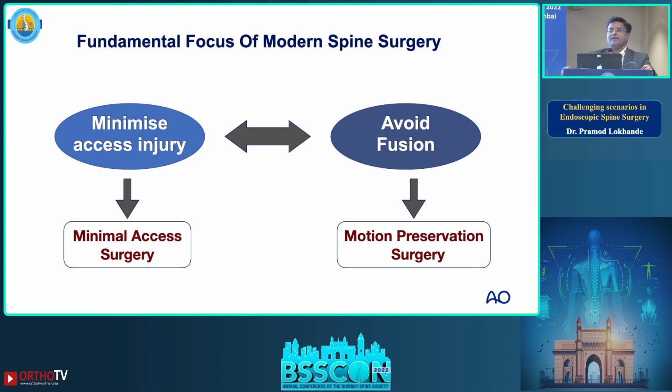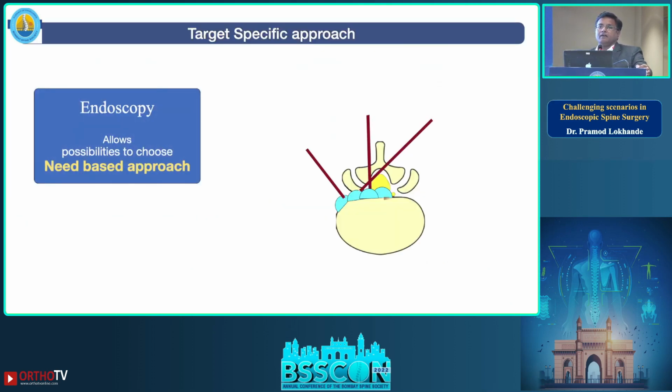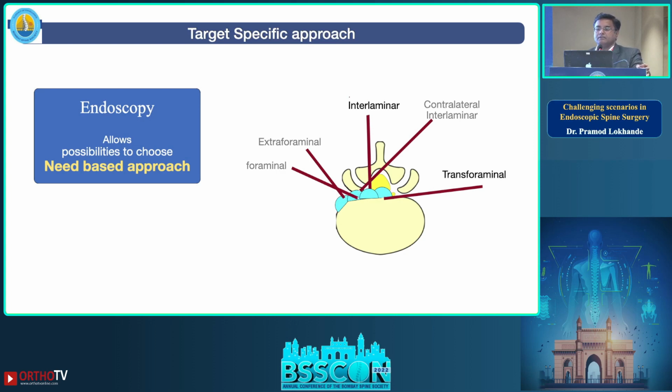To start off, I think the fundamental focus of all modern spine surgery is based on two principles: to minimize access related injury, that is to minimize the soft tissue and bony resection, and to avoid unnecessary fusions by preventing iatrogenic instability. So full endoscopy right now is one of the fewer techniques in this current scenario where it is possible to fulfill these two criteria to the fullest.